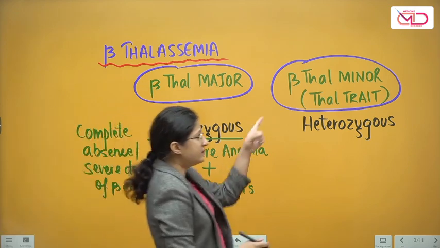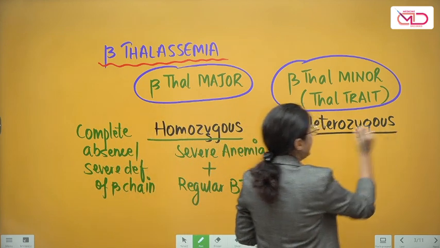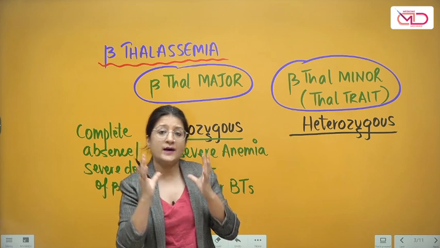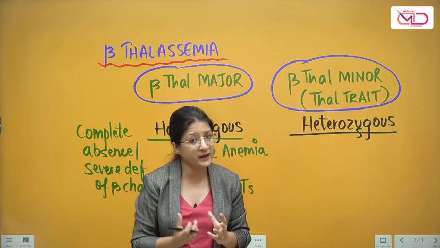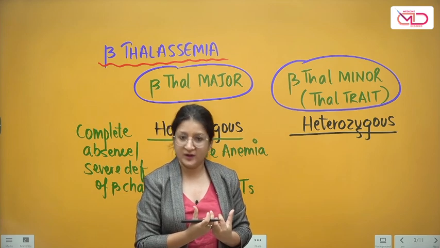Now, considering beta-thal minor, which is the trait, it's heterozygous. By heterozygous, we mean that one has inherited a normal copy from one parent and an abnormal copy from the other parent.